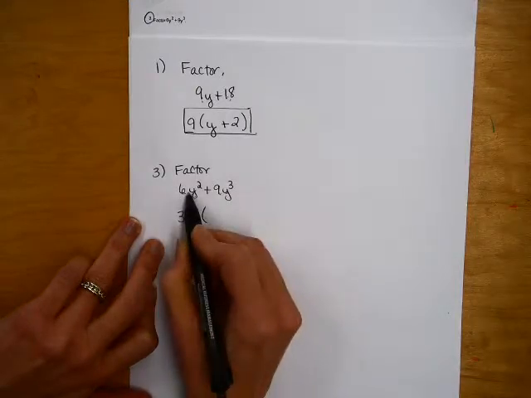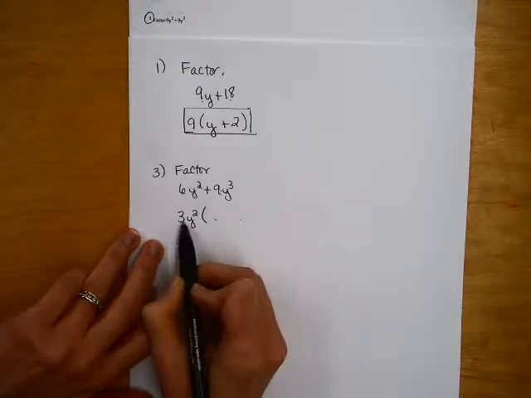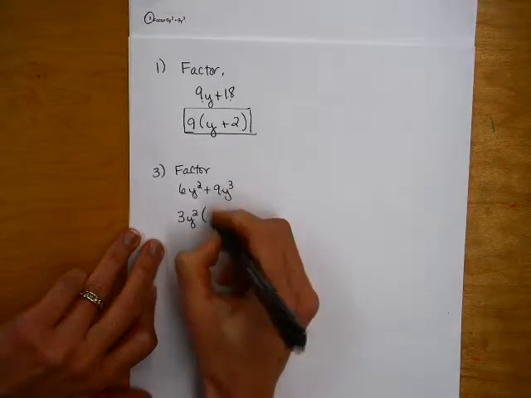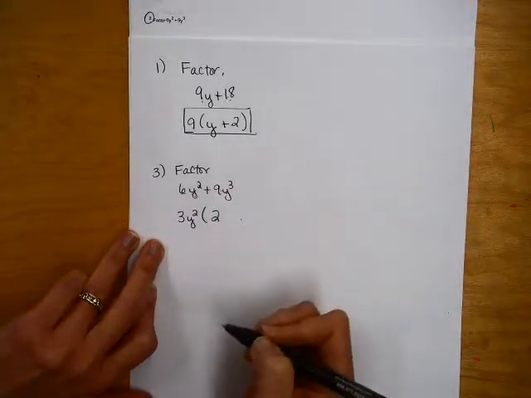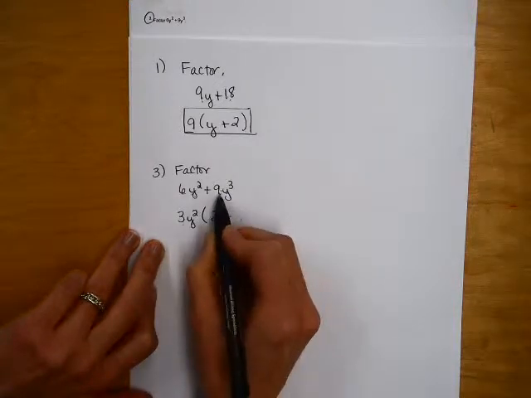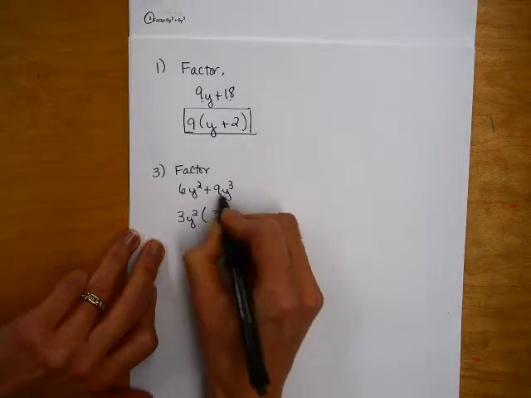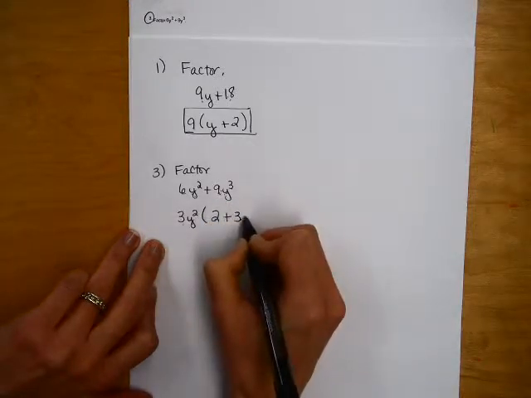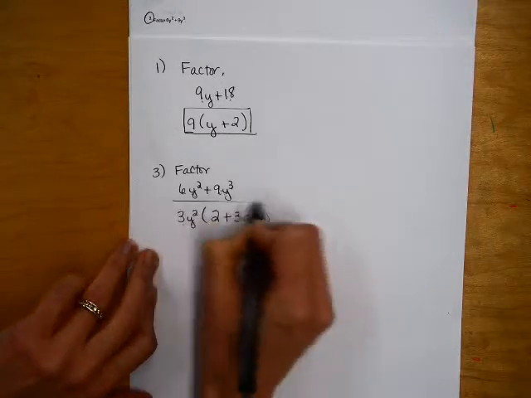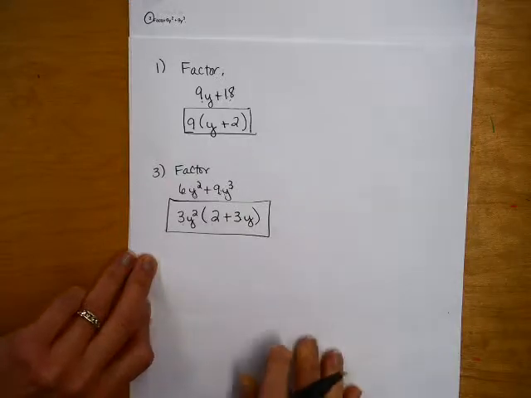Once again, I have two terms here, so I should have two terms in here. So I ask myself, 3y squared times what would give me 6y squared, and that would simply be 2. Plus 3y squared times what would give me 9y cubed. Well, I know 3 times 3 is 9, and y squared times y is going to give me back that y cubed. And so I have factored it: 3y squared times 2 plus 3y.